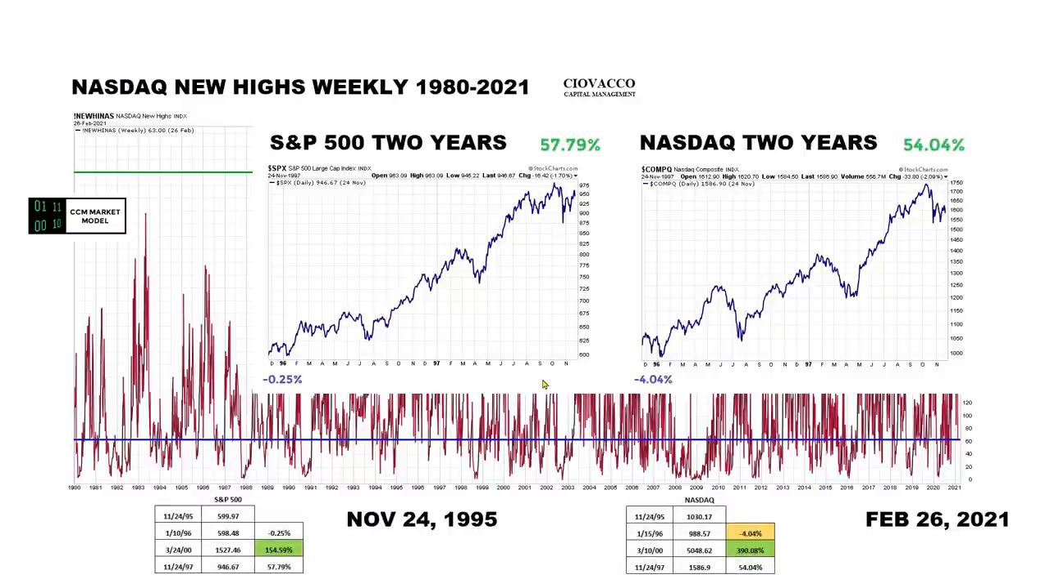In the S&P 500's case, muted drawdown, less than 0.5%. The gain, looking out 2 years, 57.79%. The NASDAQ, not as good, but still excellent, 54%. The drawdown a little bigger at 4.04%. The takeaways here are very, very similar to the takeaways that we've had in recent weeks.